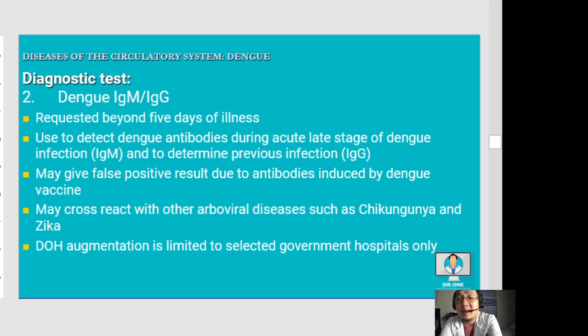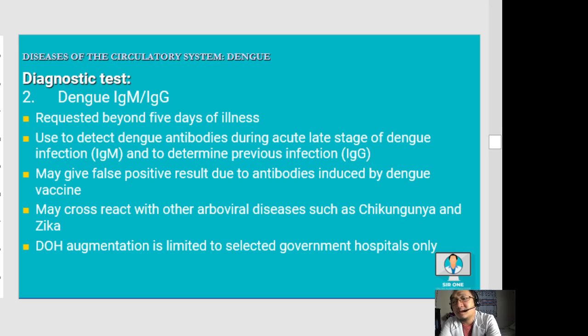Used to detect dengue antibodies during the acute late stage of dengue infection and to determine previous infection. So it's more of detecting the antibodies that the body has already produced against the dengue virus. It may give a false positive result due to antibodies induced by the dengue vaccine, if ever the patient acquired the dengue vaccine popularized by Dengvaxia.